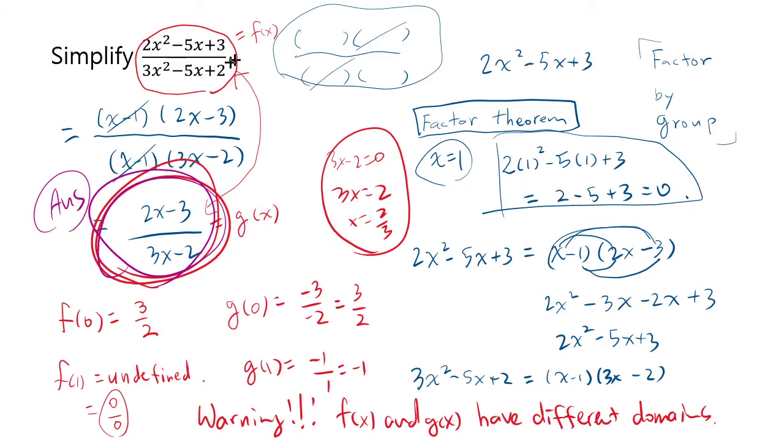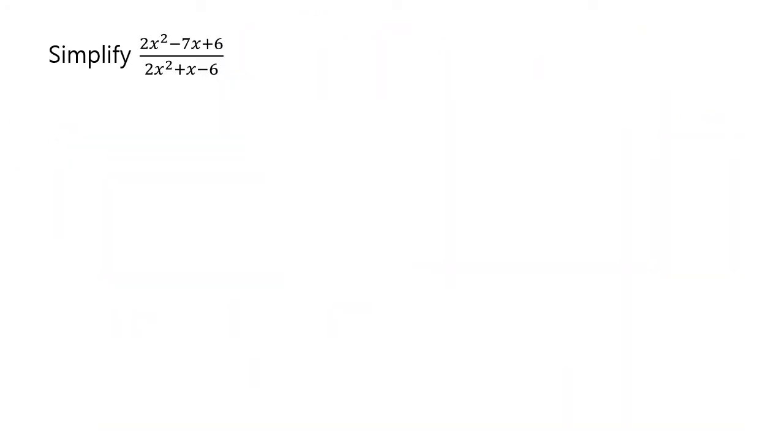But this one actually has one more prohibition, which is x cannot be 1. So they have different domains. So g(x) allows more values. Okay, let's move on. Just keep that in mind, because that sometimes comes into play. Let's move on to the next one.